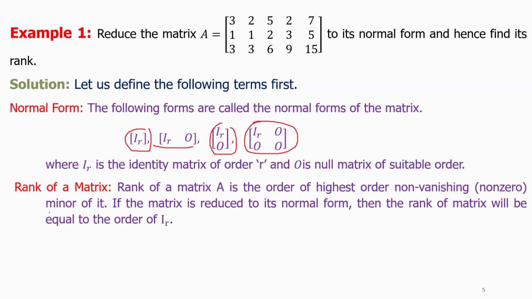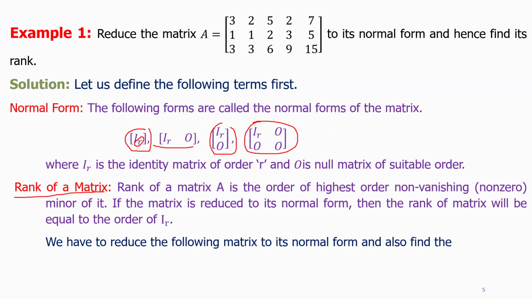Now the second point, what is the meaning of rank? If we are able to reduce any matrix to its normal form, then what is the order of the identity matrix? Like this, this is IR. So R is called the order of the identity matrix, and that value of R is called the rank of the given matrix. So we have to reduce the following matrix to its normal form and also find the rank.